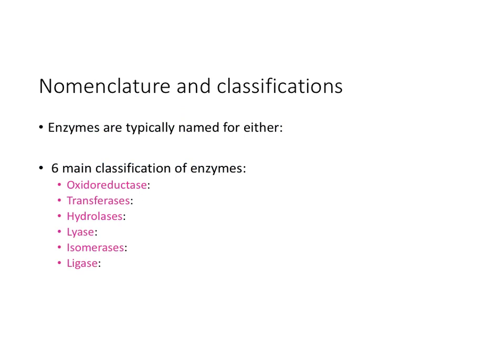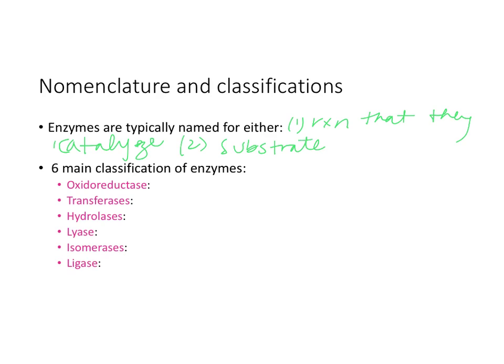So enzymes are typically named for one of two things. One, the reaction that they catalyze, or two, they can also be named for their substrates. Like maltase was named for its substrate, maltose, not for what it does.